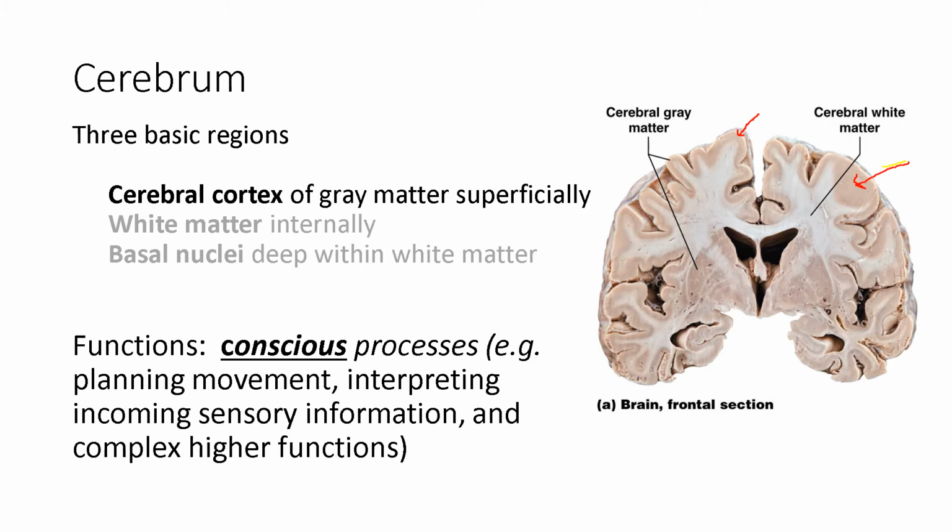Some of those functions that we talked about being in the 5 cerebral lobes also happen in the cerebral cortex. The cerebral cortex is involved in conscious processes, things that you actively think about and perceive. For example, if I'm in a traffic jam, the occipital lobe is going to be actively processing the visual information to see the cars.